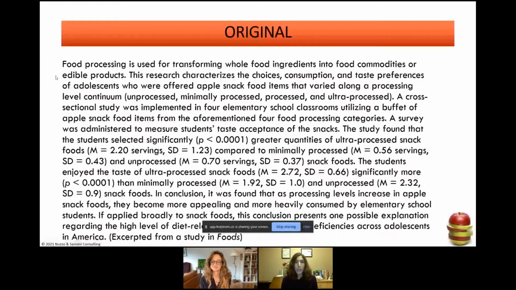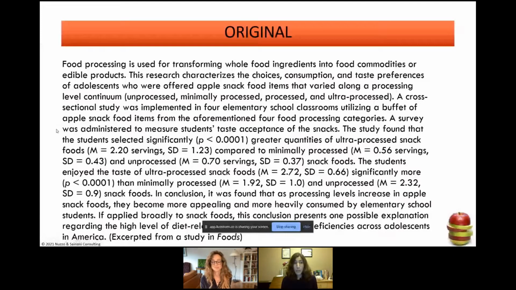This research characterizes the choices, consumption, and taste preferences of adolescents who were offered Apple snack food items that varied along a processing level continuum: unprocessed, minimally processed, processed, and ultra-processed. A cross-sectional study was implemented in 4 elementary school classrooms utilizing a buffet of Apple snack food items from the aforementioned 4 food processing categories.